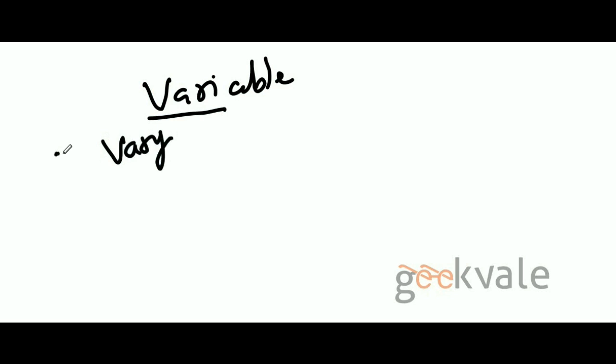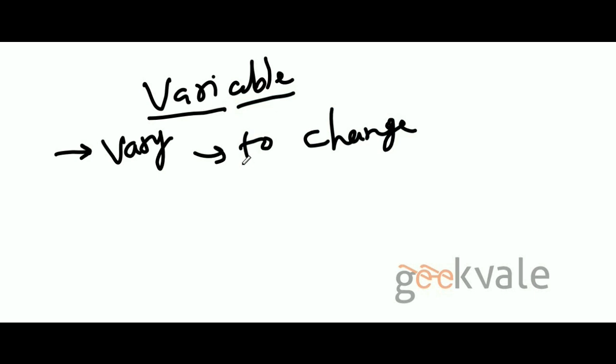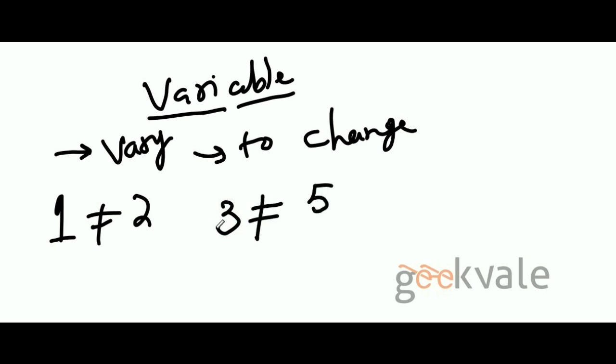The word variable, if I write it down like that, this bit only, vary. This word vary means to change. That means variable is something that is changeable, that can change. For example, 1 can never be equals to 2, right? 3 can never be equals to 5. Their values are fixed, they can never change, right?